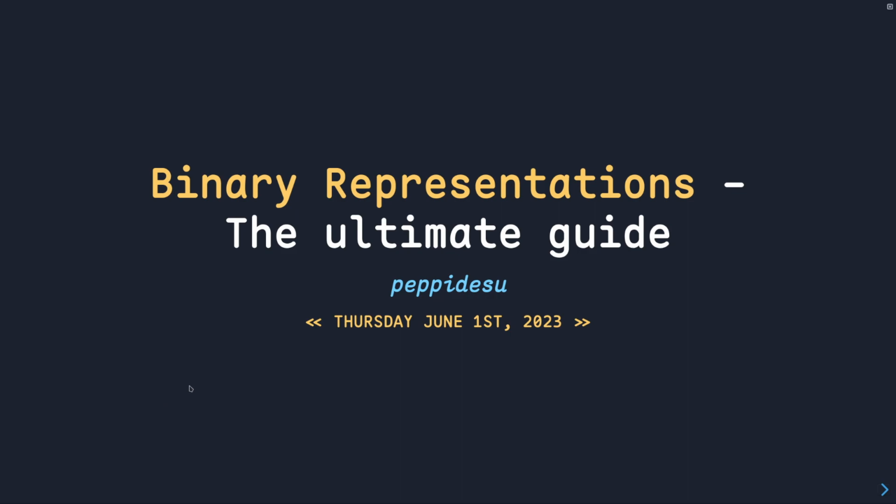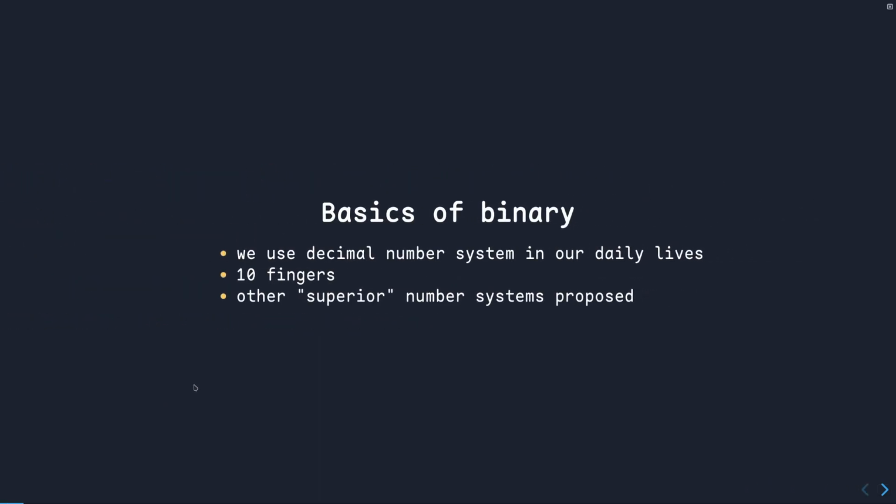So to start off, we should start with the absolute basics. I expect most of you to already understand how binary numbers work, but we'll go over it anyway, so we're all on the same page.